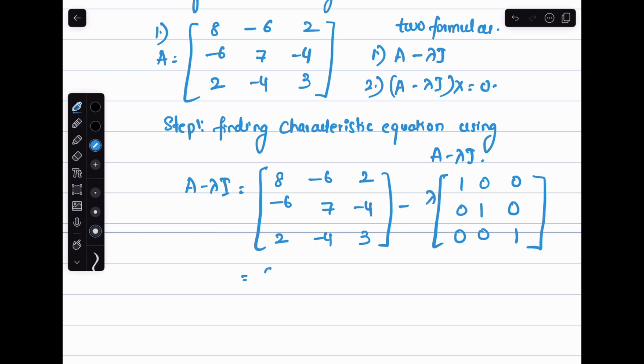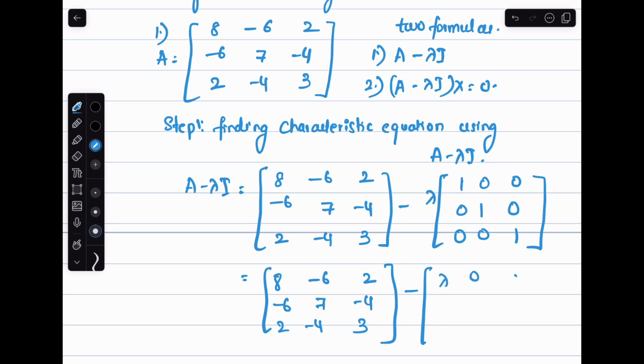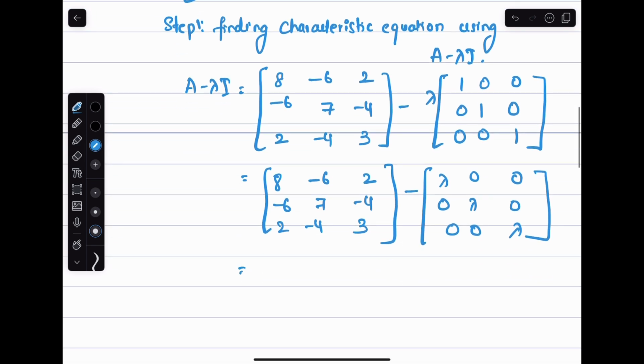So what we'll get is 8 minus 6 2, minus 6 7 minus 4, 2 minus 4 3, minus lambda multiplied to the identity matrix, giving lambda 0 0, 0 lambda 0, 0 0 lambda. Now subtract the two matrices, so you will get 8 minus lambda, minus 6, 2; minus 6, 7 minus lambda, minus 4; 2, minus 4, 3 minus lambda.